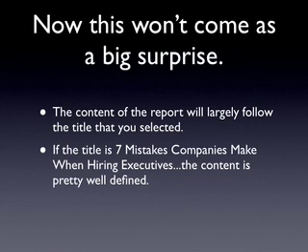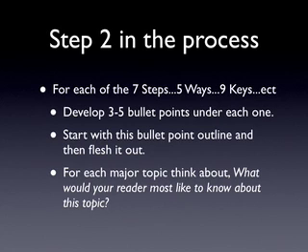Now, this won't come as a big surprise, but the content of your report will largely follow the title that you selected, especially if you use the formats that we suggested in the first and second videos in this series. So if, for example, the title is 7 Mistakes Companies Make When Hiring Executives, well, the content's pretty well defined. So you're at step 2 in the process of writing the free report. And this is where people spend an inordinate amount of time, and this is where the whole thing bogs down, in my opinion, needlessly. So for each of the 7 steps, 5 ways, 9 keys, etc., what you want to do is develop 3 to 5 bullet points under each one. And then once you've got your bullet points outlined, then you simply flesh it out.